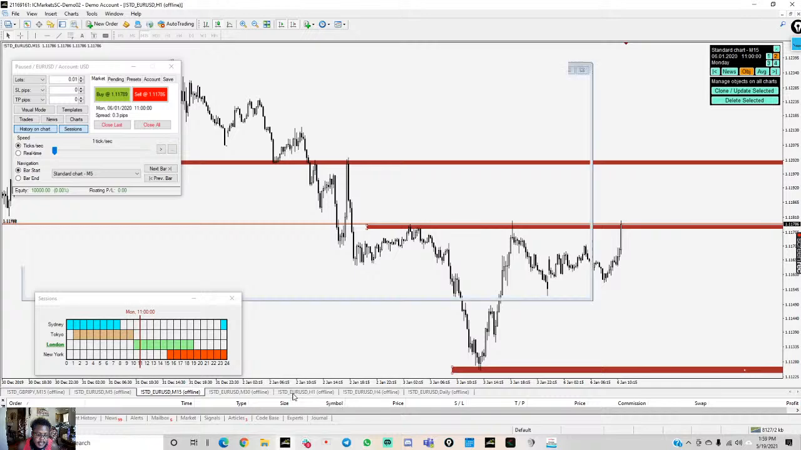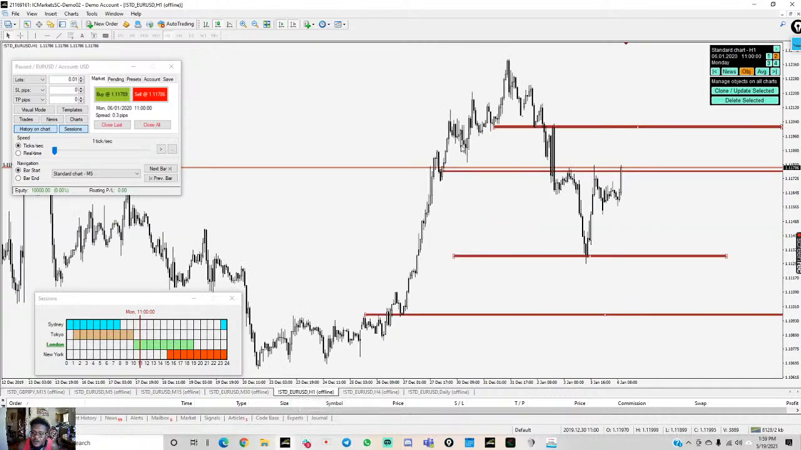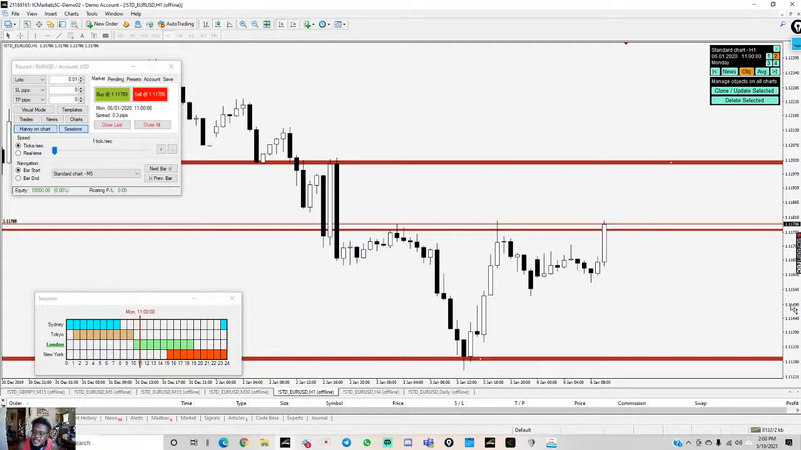Let's look at it on the 1 hour time frame. This is the close of the 1 hour candle. So really at this point, there is a high probability the market should continue to push price bullish.